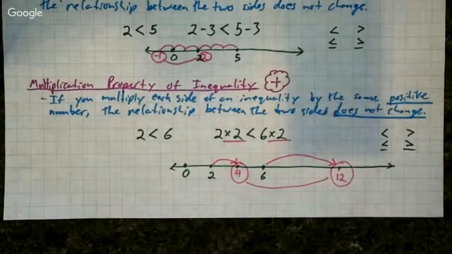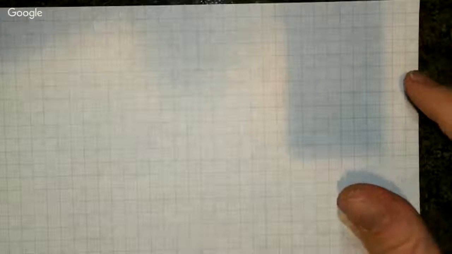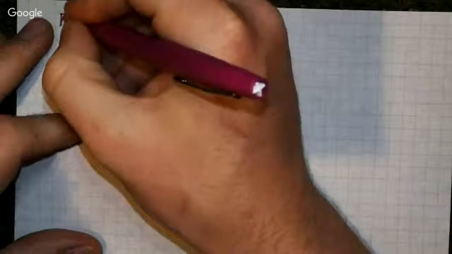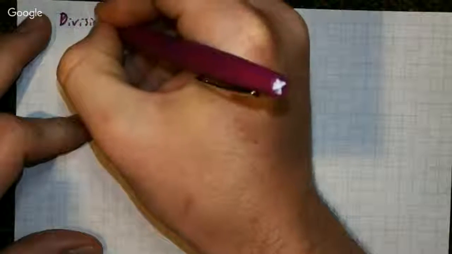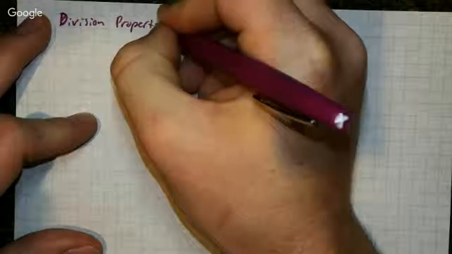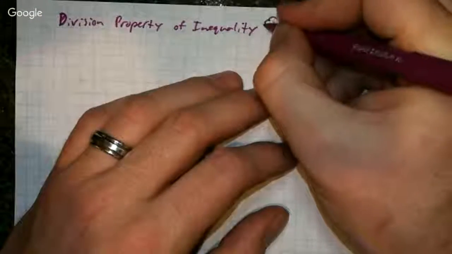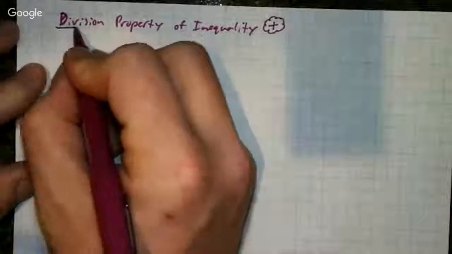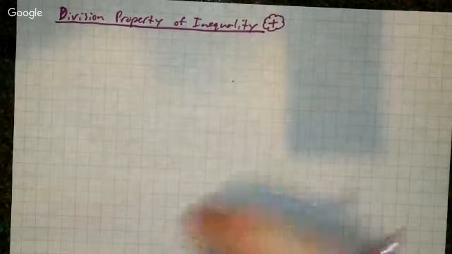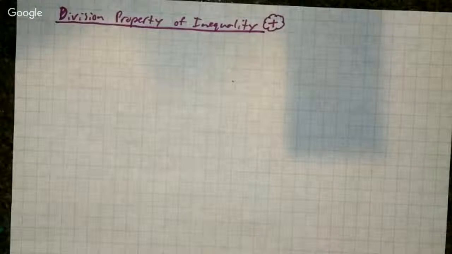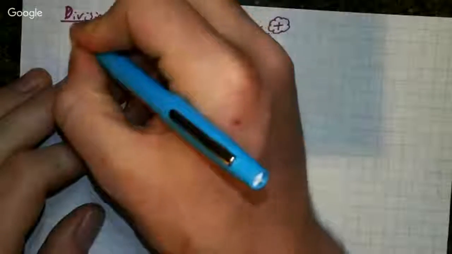I'm going to go ahead and move to a new page where we can get our last couple properties written down. Now, the next one is going to be our division property of inequality. And again, we want to specify. We are talking about positive numbers. And again, that is very important, the fact that we are talking about positive numbers. Okay, if we're dividing by positive numbers, let's see what happens.